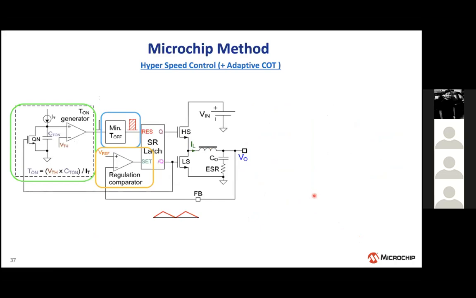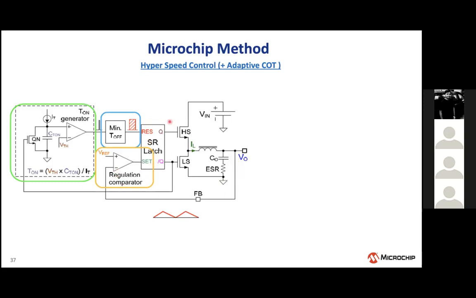So what is the Microchip method? The first thing the Microchip method does is kick out the amplifier and replace the entire thing with a comparator. In a comparator, the response time is improved a lot. It is at least 100 times faster compared to amplifiers, right? It works in the order of nanoseconds. So whatever happens in the output, it immediately gets to the PWM engine.